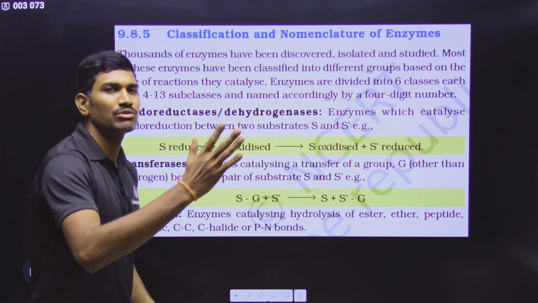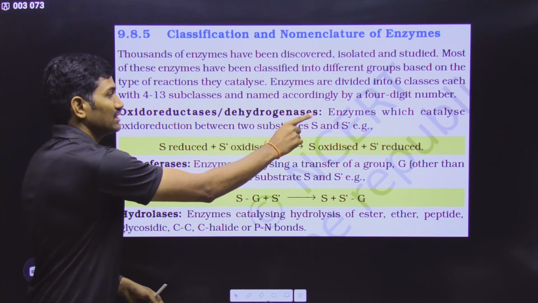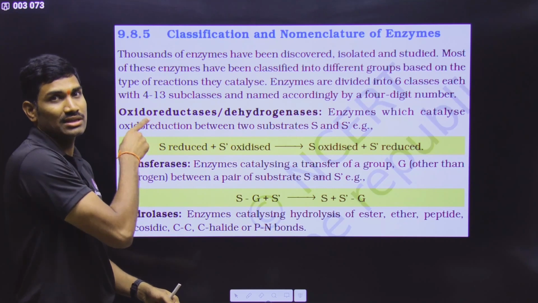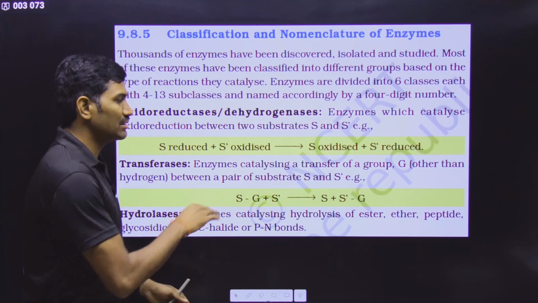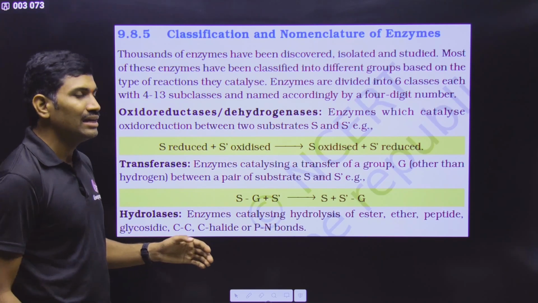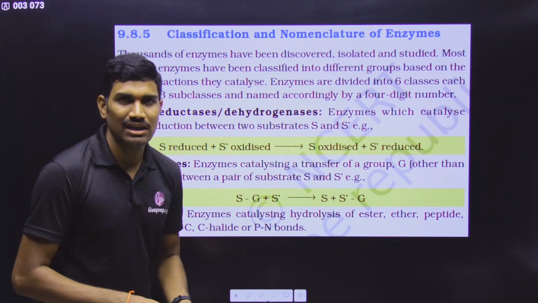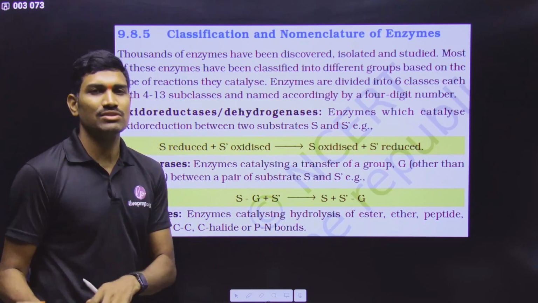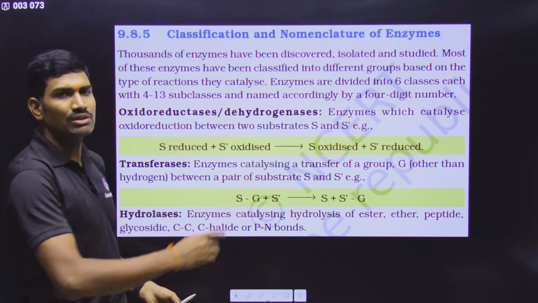Second number, class number 2, transferases. They will transfer some groups other than hydrogen. If it is hydrogen, again it will come under oxidoreductases. Other than hydrogen, some groups will be transferred. So that is called transferases. Okay. So transacylases or acyl transferases. They will transfer acyl group. So in this way you can understand this.